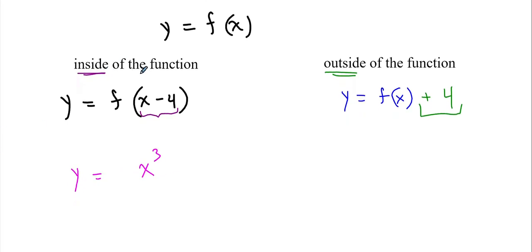Now, if I wanted to do something on the inside of it, this is my function, something to the third power. And what goes inside here, what I'm replacing x with, is, as an example, x minus 4 in parentheses. I'm going to rewrite this in a cleaner way, so x minus 4 cubed.